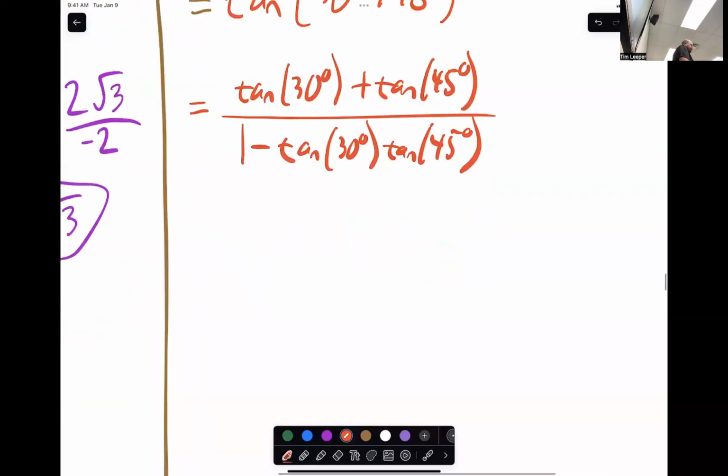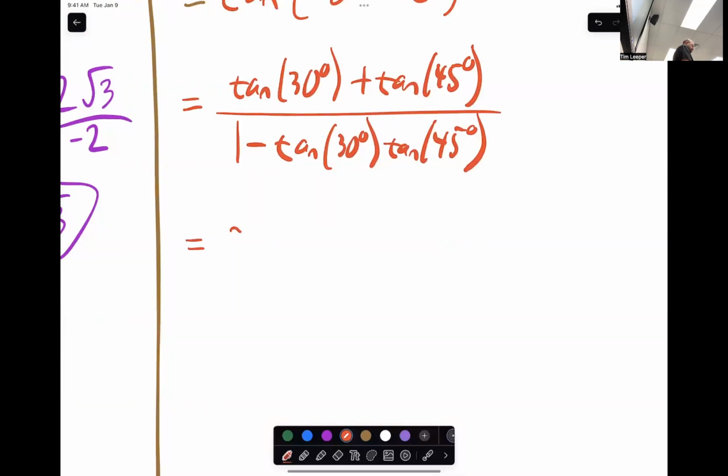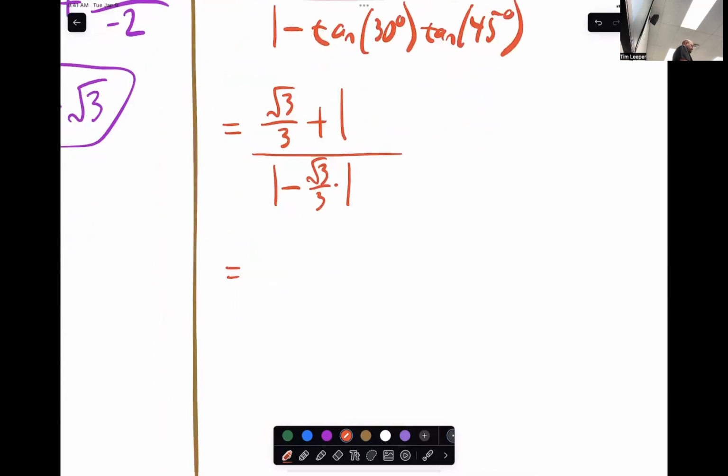What is the tangent of 30 degrees? Square root of 3 over 3. Plus the tangent of 45 degrees was 1. All over 1 minus the tangent of 30 degrees, square root of 3 over 3, times the tangent of 45 degrees, which was 1. So really, this is just the square root of 3 over 3 plus 1, all over 1 minus the square root of 3 over 3, right? You all pretty much got to this point.